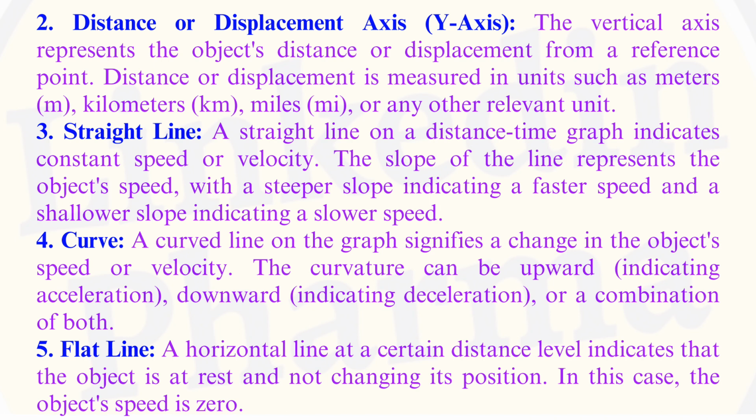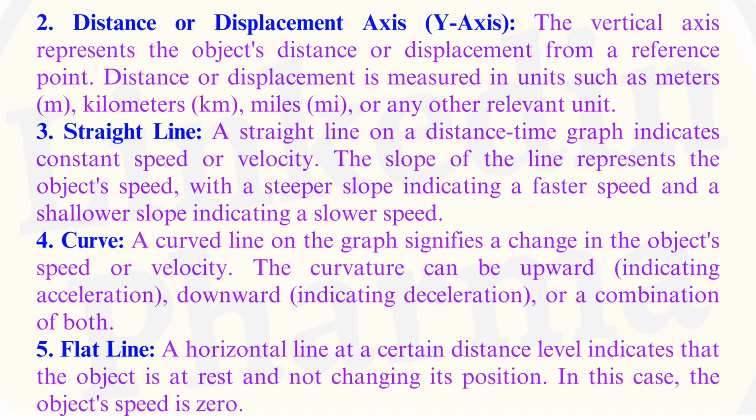3. Straight line. A straight line on a distance time graph indicates constant speed or velocity. The slope of the line represents the object's speed, with a steeper slope indicating a faster speed and a shallower slope indicating a slower speed.